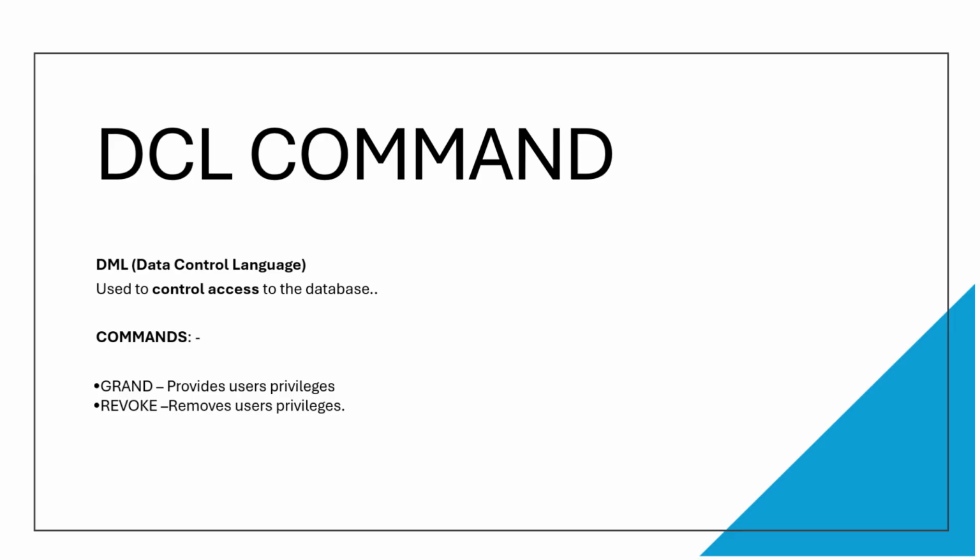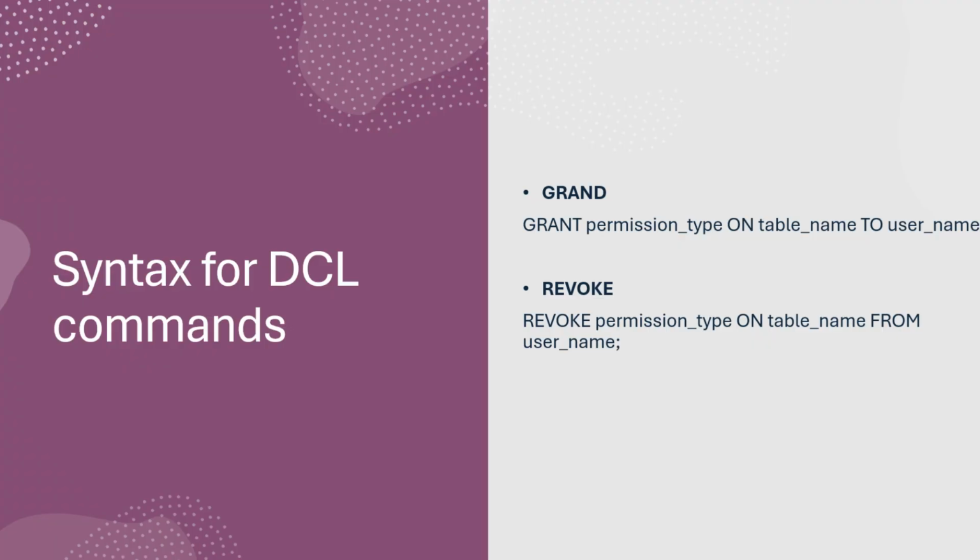DCL command means data control language. That means these commands are used to control the user access. Like grant is used to give permission to a user, and revoke is used to remove the permission of a user. This is the syntax for grant and revoke commands.